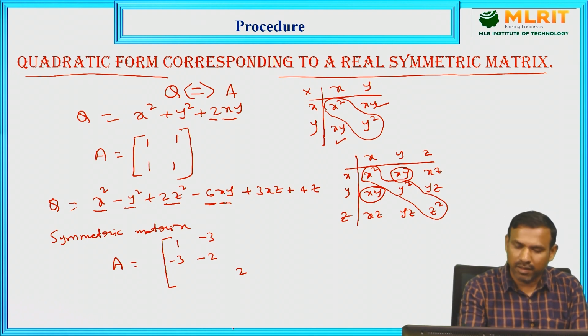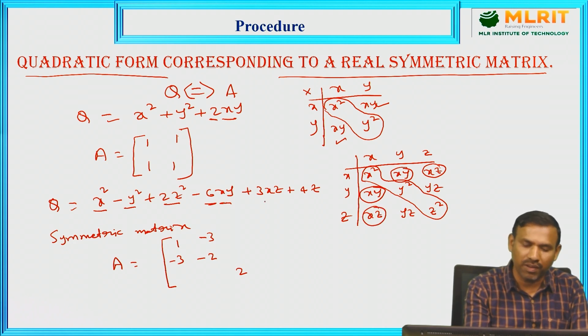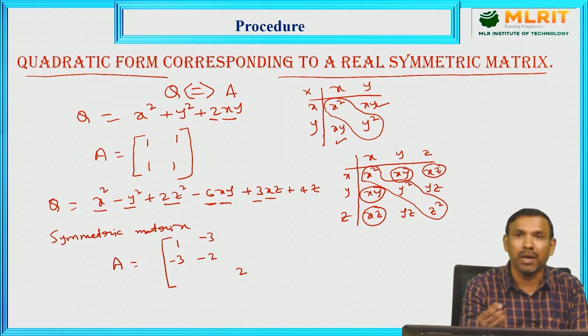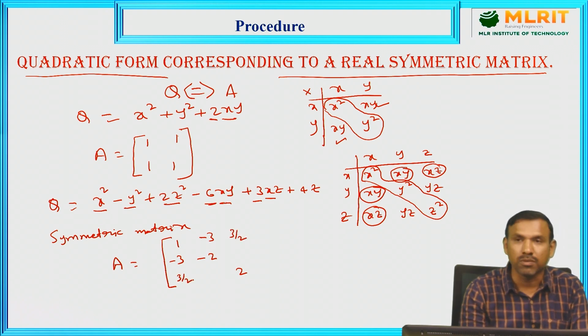Next, the xz position: first row third element, and third row first element. These are the xz positions. What is the coefficient of xz? 3. Make it half. There is no rule that every time it will be an integer, it can be a fraction also. 3 divided by 2, you write 3 by 2. Here also you write 3 by 2.